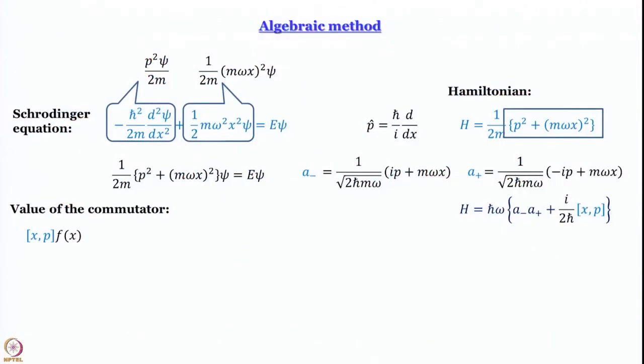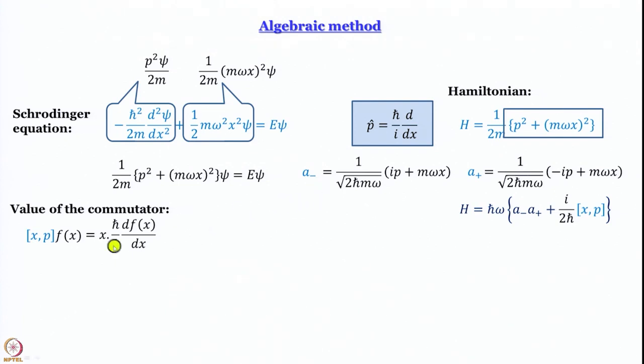Here also, the commutator of x and p itself is an operator and must be able to operate on some function. Let us take a general function f(x), and let us see what happens when the commutator operates on f(x). While doing that, let us not forget that the momentum operator is h cross by i d/dx. We are going to use it. Let us do it.